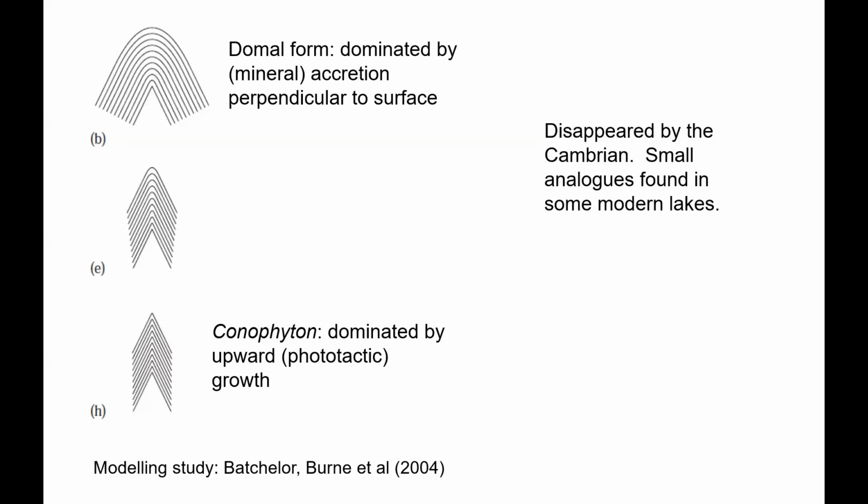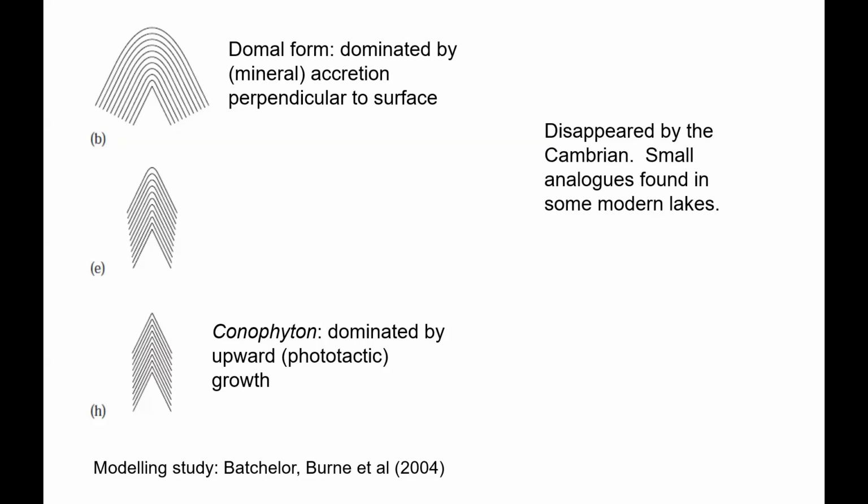And they say, well, if you get the sediment accretion dominant, then you'd get a domal shape. But if it's the phototactic response that dominates, what you'd expect is the cone. But there's one more thing that you need. You need a way of stabilizing the shape. Otherwise, it will just collapse.